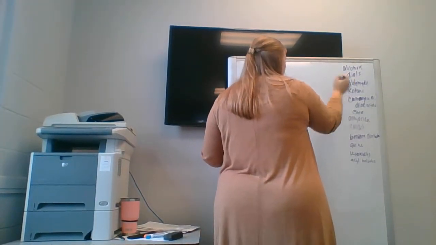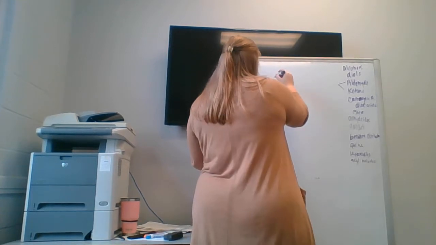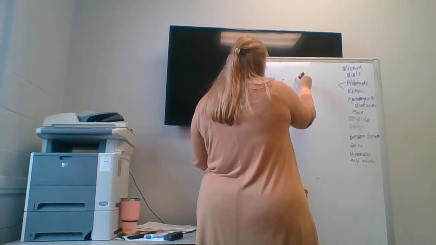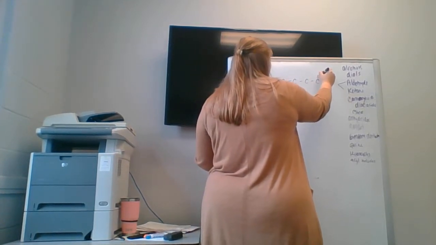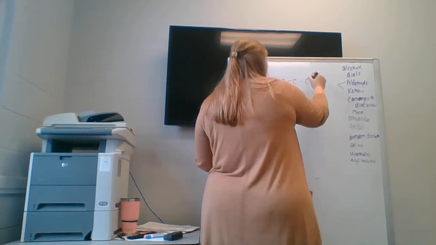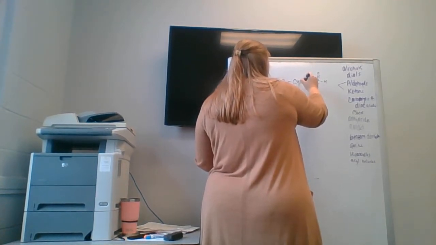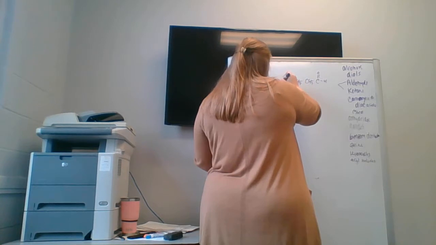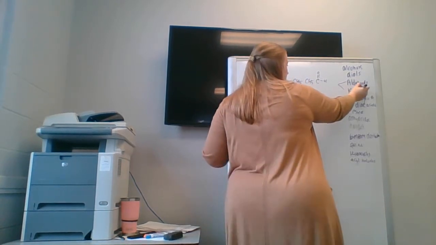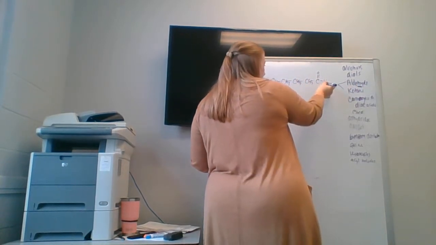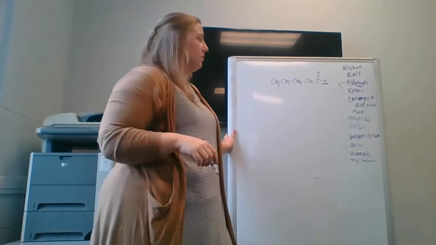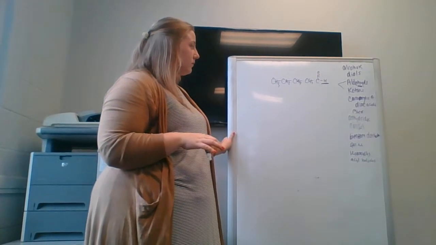So for these two, how do we differentiate between aldehydes and ketones? Aldehydes are on the end. Good. Another way of remembering that, if you're having a hard time, aldehyde has an H in it, and because it's on the end, that carbon is always going to be bonded to a hydrogen. Okay?